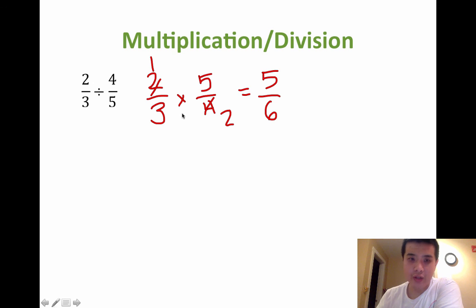What you should get for an answer is 5/6. As you can see, what I did was I kept the first fraction, changed the division sign to a multiplication sign, and then flipped the divisor to get 5/4. Then I simplified. 2 and 4 both have a factor of 2, in which 2 goes into 2 once, and 2 goes into 4 twice. After which I multiplied across. So 1 times 5 equals 5, and 3 times 2 equals 6. Be always looking for ways that you can simplify after you have changed the problem into a multiplication problem.